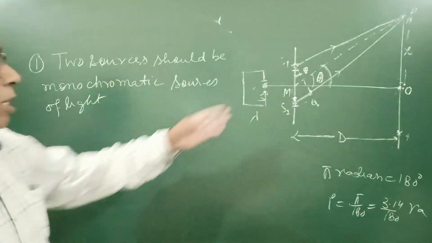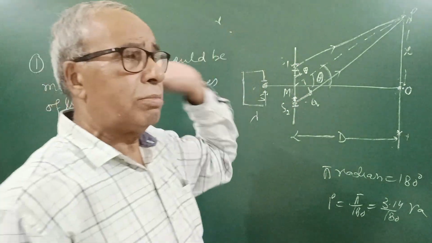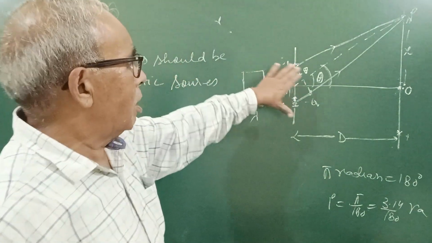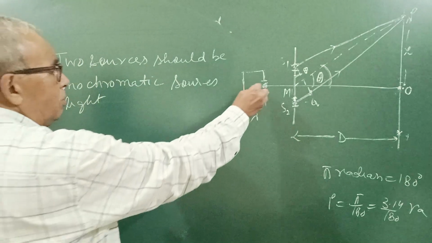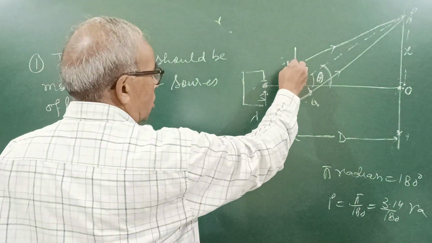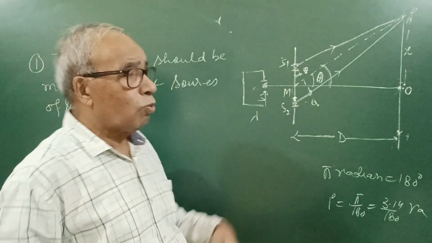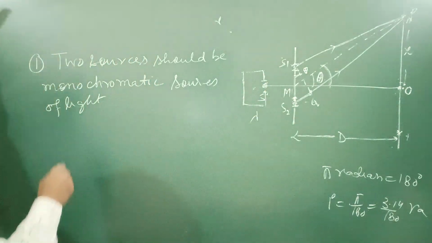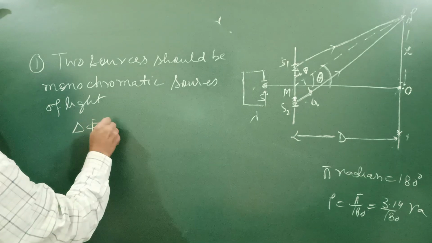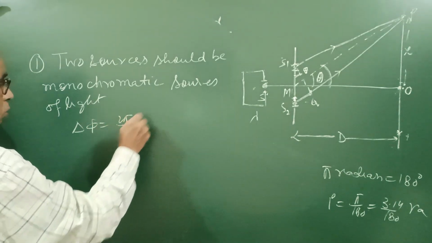If they are these S1 S2, we have taken two different colors, and white. If this is a white source, then what will happen? Sources S1 and S2 will have different wavelengths, and according to the relation delta phi equal to 2 pi upon lambda into delta x.